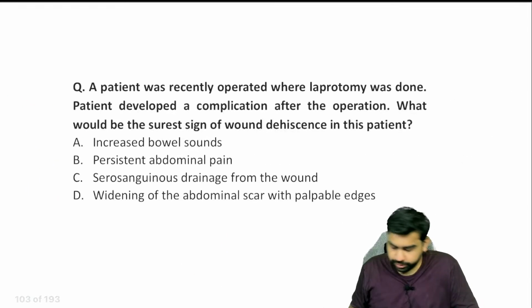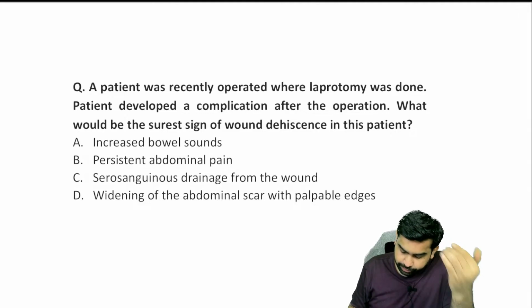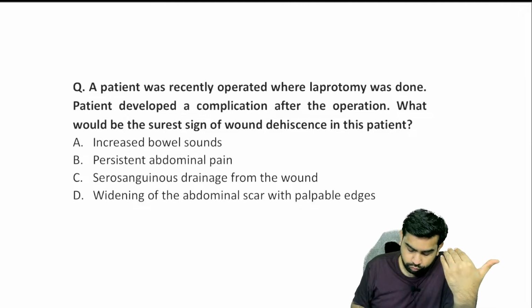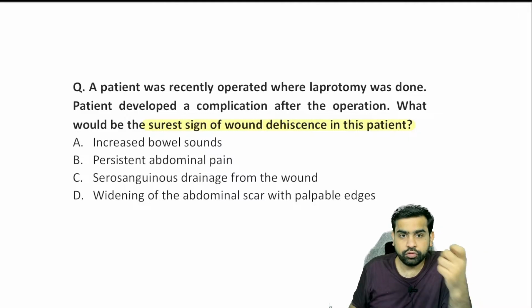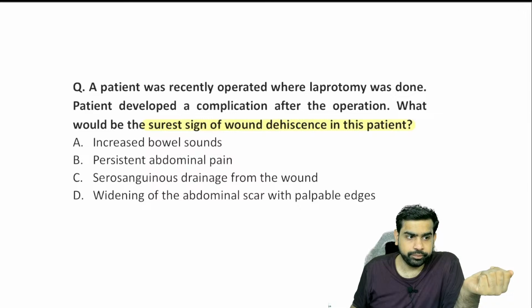Right. Now there's a patient who was recently operated on, a laparotomy was done, and the patient developed complications after the operation. What would be the surest sign of wound dehiscence? Now this is again a very, very important question. Surest sign of wound dehiscence. Is it increased bowel sounds or peristalsis, persistent abdominal pain, serosanguinous discharge from the wound, or widening of the abdominal scar with palpable edges? Okay, so what do you think? What is the answer over here?